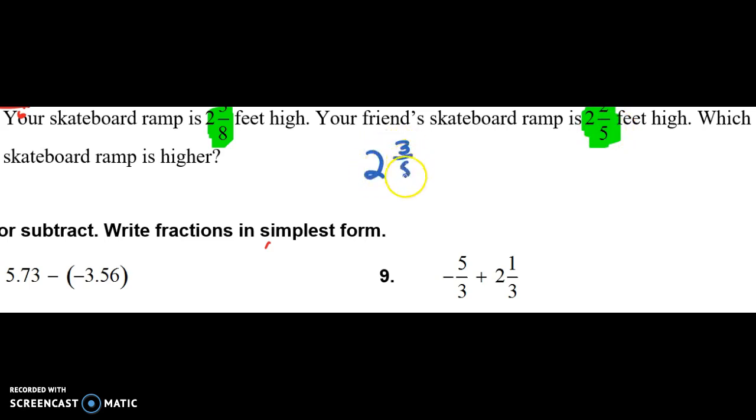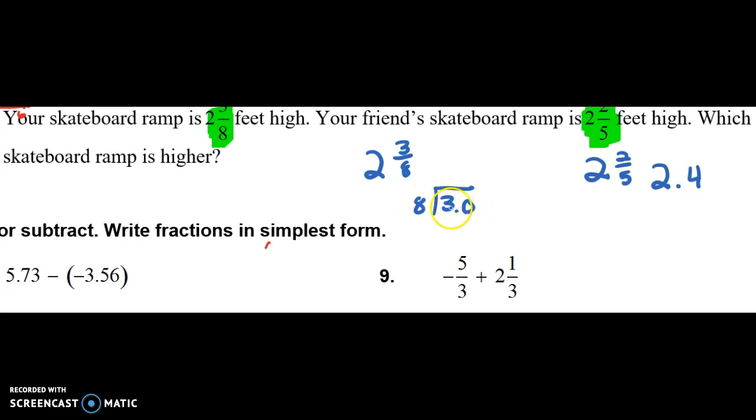2 3/8, 2 2/5. So I know that each fifth is 0.2, just because if you have 0.2 times 5, you get to 1.00. So I know that this number as a decimal is 2.4. Now, I don't know what 3/8 is, so again, I'm going to actually have to do that division.